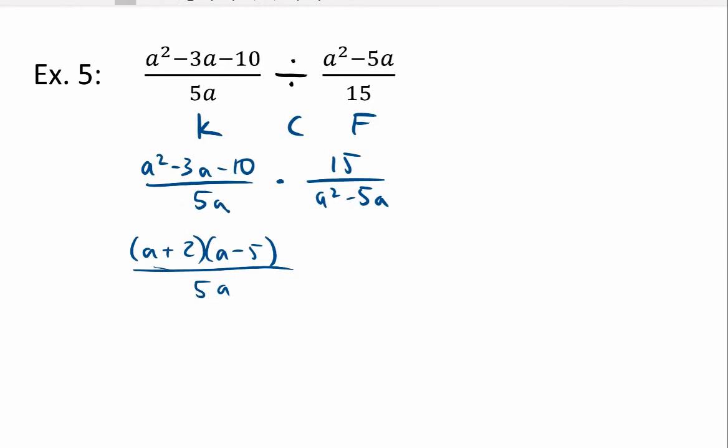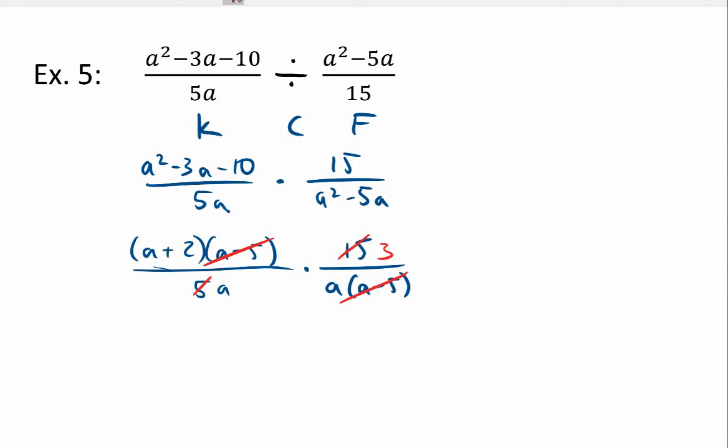In the bottom right, I have a common factor of a, leaving a minus 5, and then 15 in the top right stays the same. And now I would look to see to cancel any common factors that I can. So hopefully it's obvious to me that there's a common factor of a minus 5 here. So I can cancel out the a minus 5s. And then also there's a common factor of 5. That leaves 3 behind here.